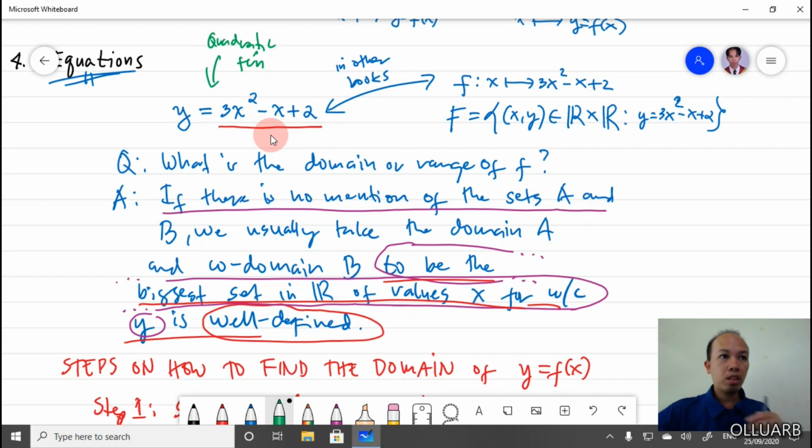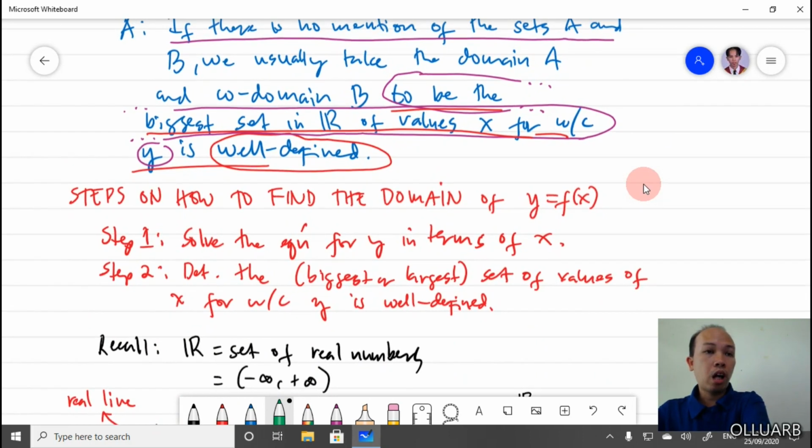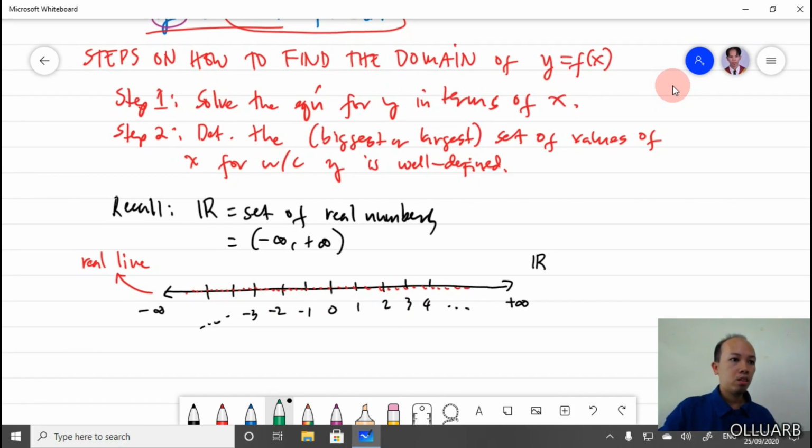So remember that this is y in terms of x, because we already separated all the x's on the right hand side, and all y's are on the left hand side. So this is how to find the domain of the equation. As an example, let me repeat it again: y is equal to 3x squared minus x plus 2.